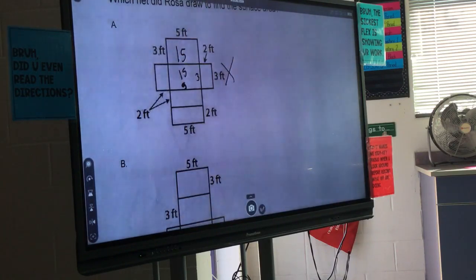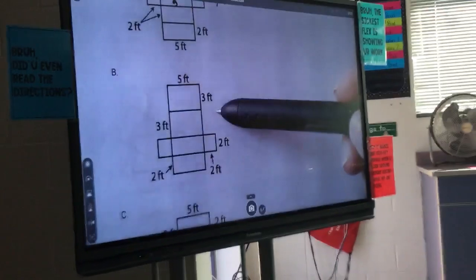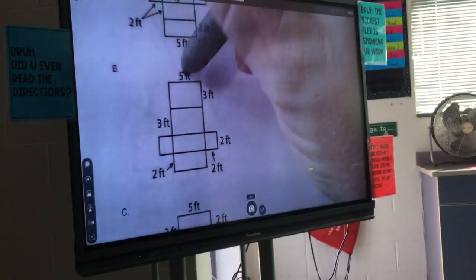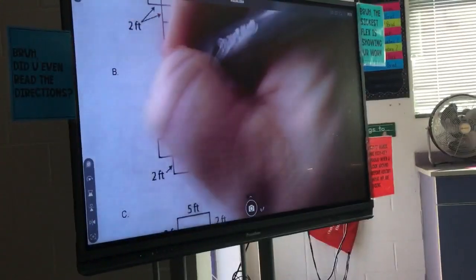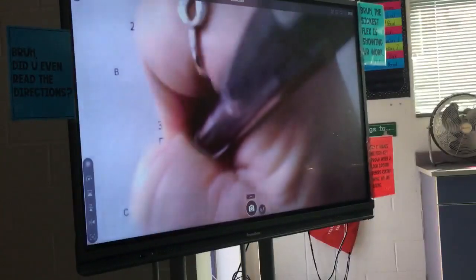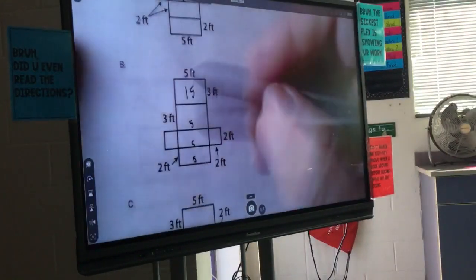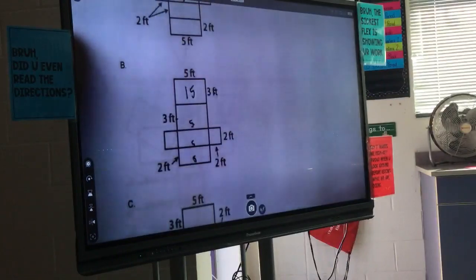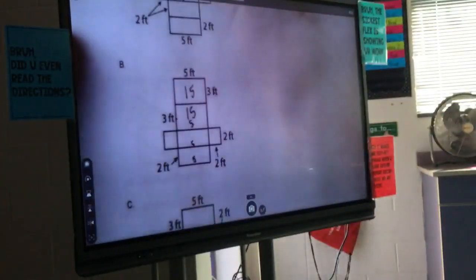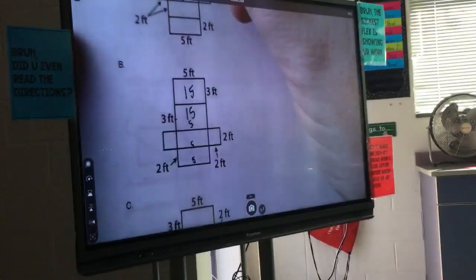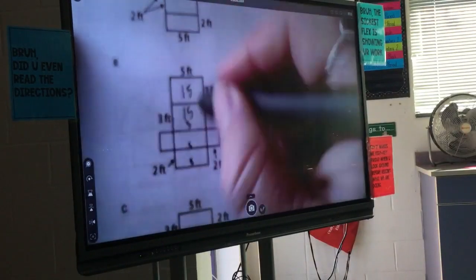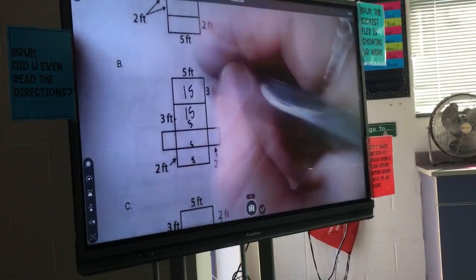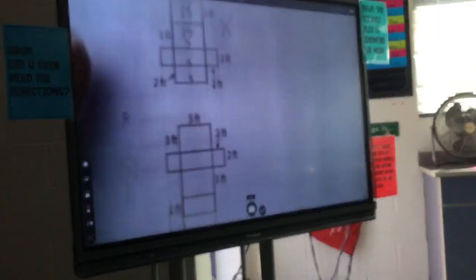Okay? All right. So looking at B, again, we have 5 and 3. What's 5 times 3? Gunner? 15. I know that 5 is going to run all the way down this, so my next one is 5 times 3. What's 5 times 3? Colton? 15. So this can't work because these two are next to each other. All right, let's go to C.